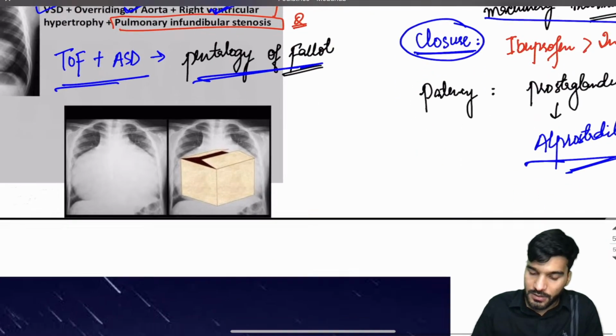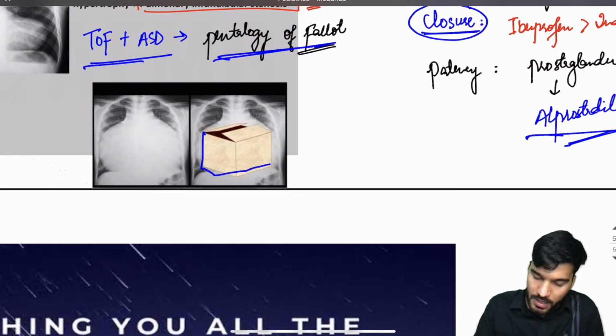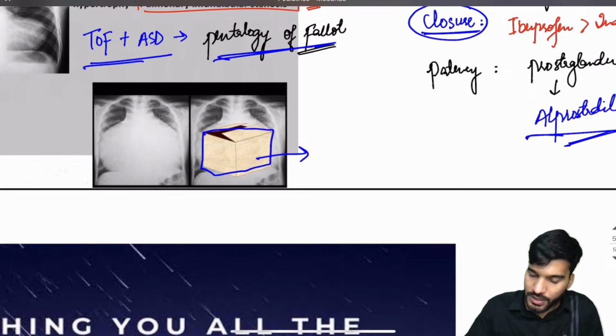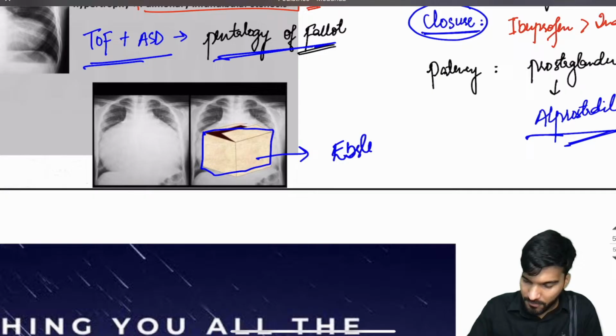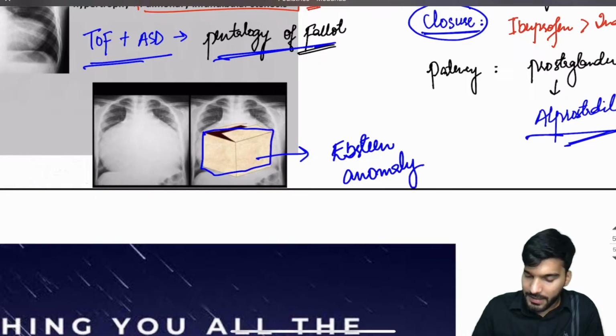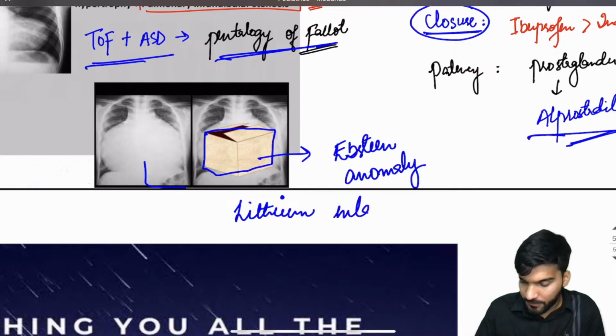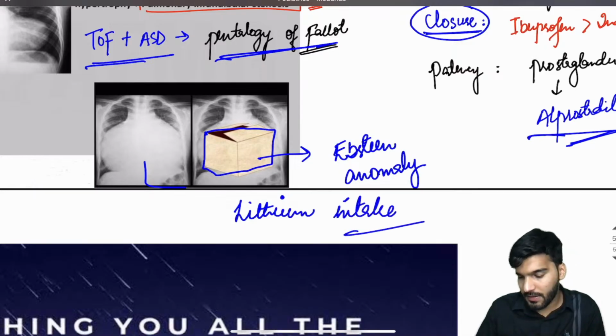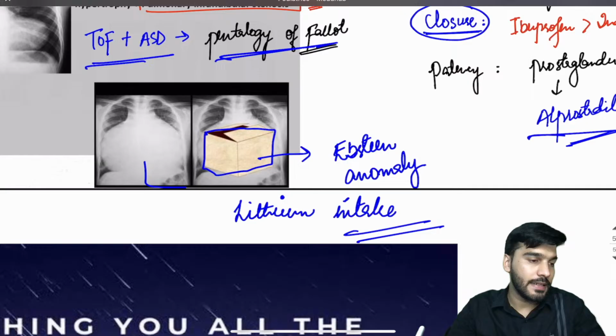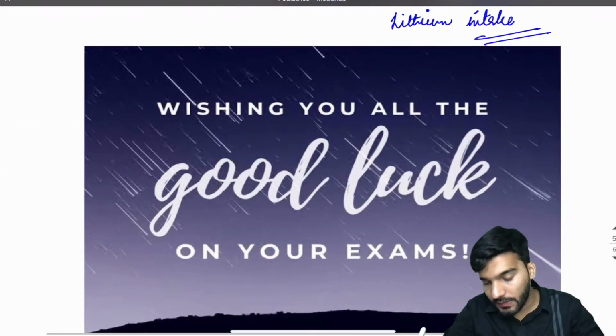And next one, it's a box-shaped heart. This box-shaped heart is Ebstein anomaly. Sir, it's Ebstein anomaly. And this Ebstein anomaly is due to which drug? It is due to lithium intake. So that is all about pediatrics.